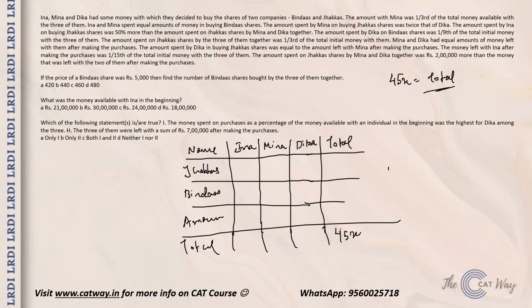ठीक है, now let's see कि amount left with Meena and Dika is same. ठीक है, so amount left with Meena and Dika is same, so that amount will be y rupees each. Correct, that amount will be y rupees each.